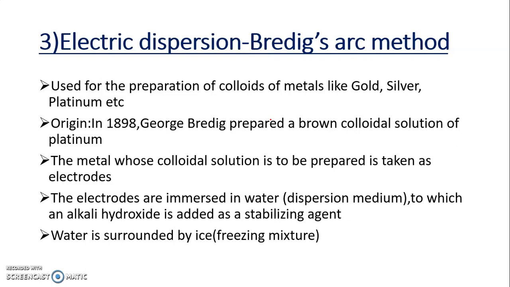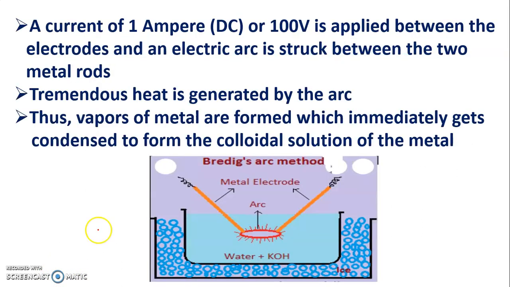Its origin is in 1898. George Bredig, a scientist, prepared a brown colloidal solution of platinum. The metal whose colloidal solution is to be prepared is taken as electrodes. The electrodes are immersed in water, which is the dispersion medium, to which an alkali hydroxide is added as a stabilizing agent. Water is surrounded by ice, which is the freezing mixture. So the apparatus is depicted here.